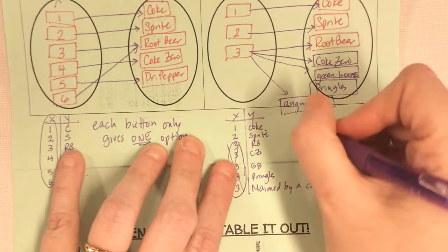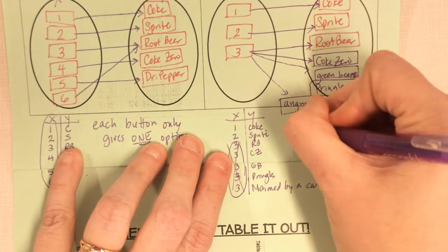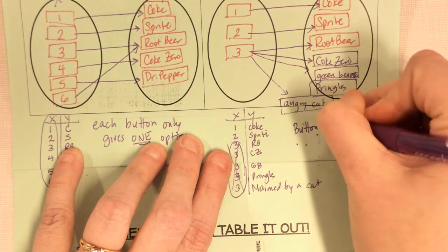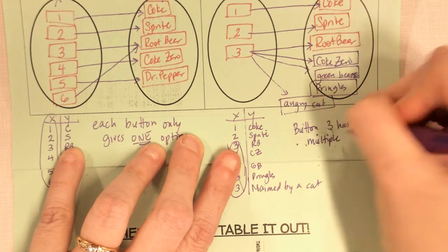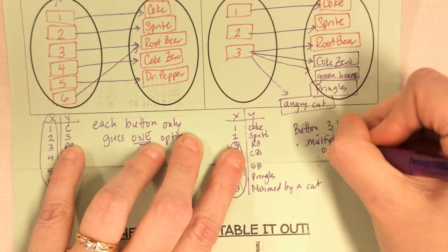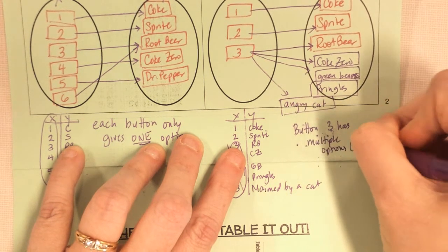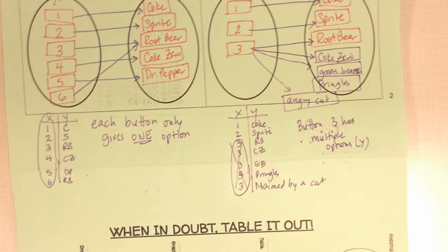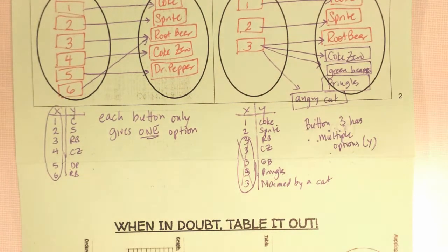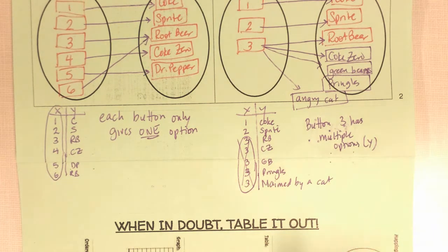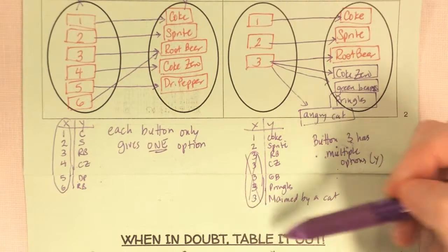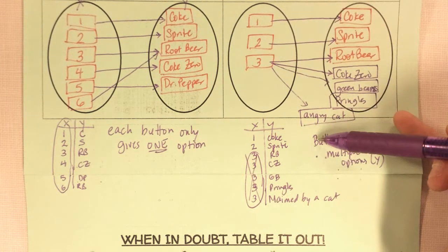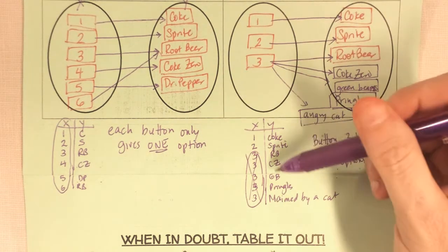Okay? So, button 3 has multiple options, which are multiple Y values that go with it. And that's what that looks like when I put it in a table. Our strategy for functions is, when in doubt, table it out. If I put this in a table and I put what this mapping is doing, it becomes really obvious that I have not a function.